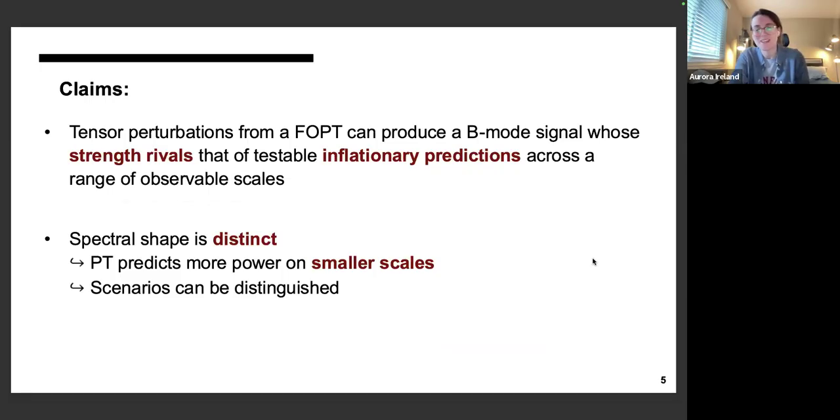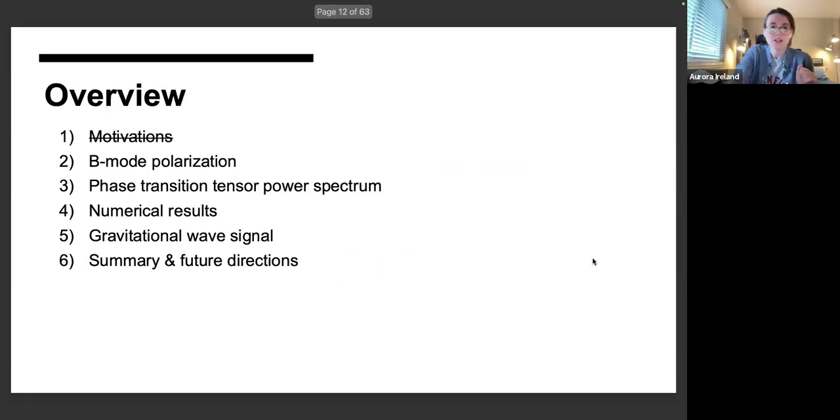I want to make the case that that's actually wrong. Actually, we find that tensor perturbations from a phase transition can produce a B-mode signal whose strength can rival that of inflationary predictions that we hope to test soon. However, because the spectral shape is distinct with more power on smaller scales, you can still distinguish the scenarios. And also the phase transition is going to come with a complementary gravitational wave signature that you can use as a cross-check. All right, so that was the motivation.